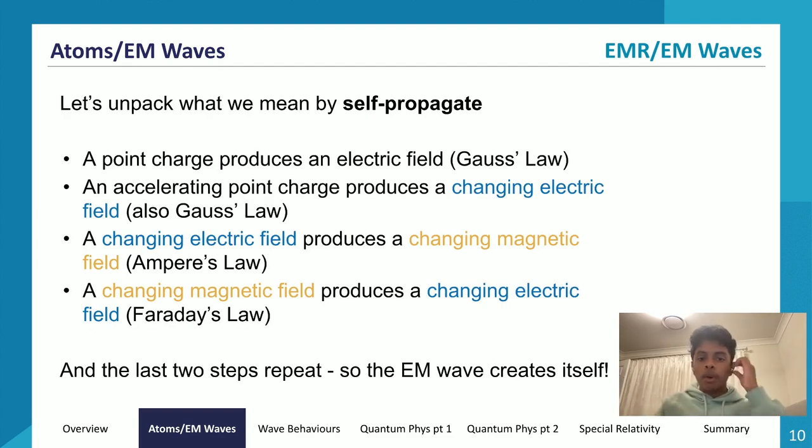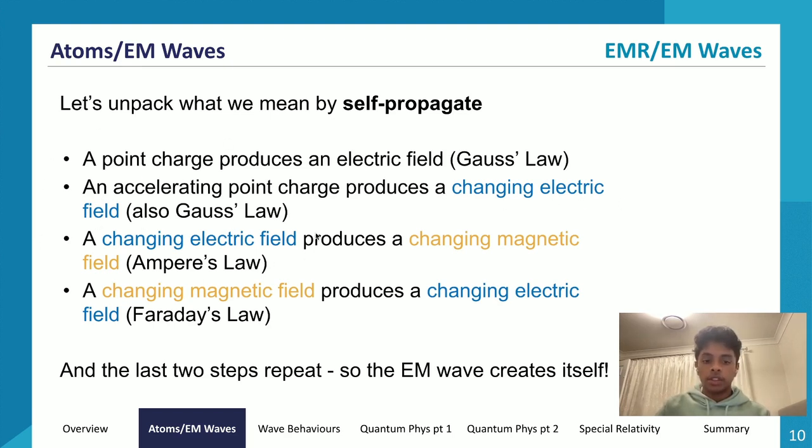A point charge produces an electric field. You guys should understand that if I have a proton, the proton will create an electric field. And an accelerating point charge now produces a changing electric field. That's following Gauss's law, which is one of the laws that we will unpack in a bit. But for now, you guys should just follow through what this means. An accelerating point charge produces a changing electric field.